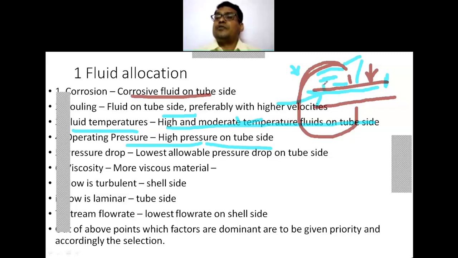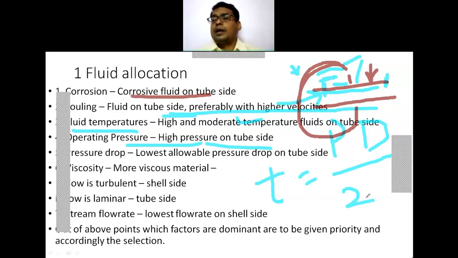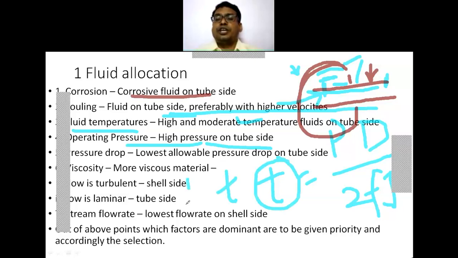So it is better to have the higher operating pressure on the tube side, so that we only need to increase the thickness of the tubes, because the thickness of the tube is calculated as PD upon 2FJ, which we have discussed in the subject of process equipment. So this is the calculation of the thickness, the thickness of the tubes as well as the thickness of the shell, that is of concern.